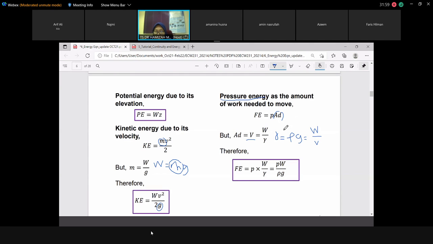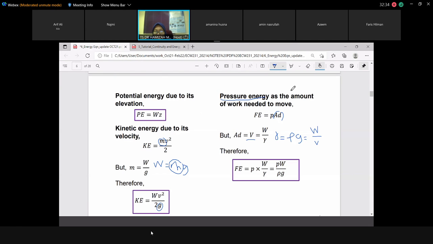Okay, so now we need to determine the volume. Volume is weight bahagi specific weight. Okay, substitute the AD as V. So it is weight over specific weight. So you have density. Sorry, sekejap. FE ialah force. Sorry, this one bukan density ya.